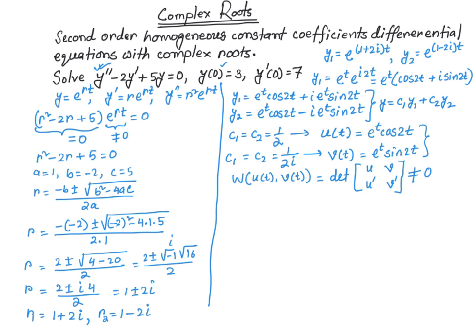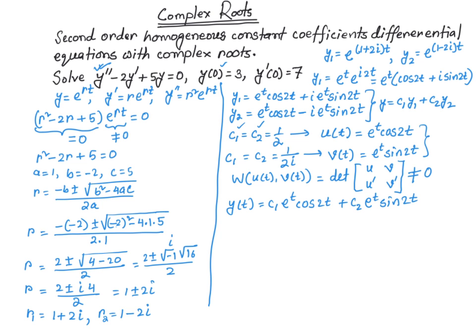So that tells us that we could write the general solution as y of t equal to c1 times e to the power t times cosine of 2t plus c2 times e to the power t times sine of 2t. And this c1 and c2 are arbitrary constants, and they are not the same as the earlier c2 and c1.